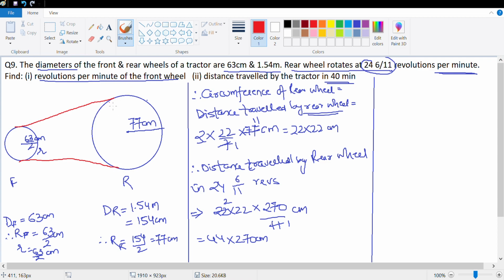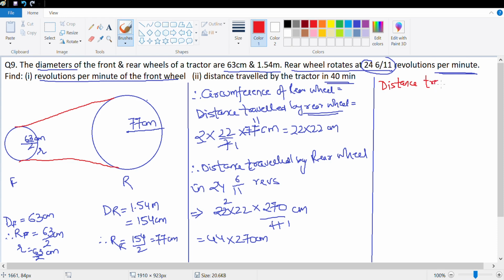So would the distance traveled by the rear wheel be equal to the distance traveled by the front wheel? Yes, it will be, because they are moving as a part of the same tractor. So it's not that the rear wheel is going somewhere else and the front wheel is going somewhere else. So the distance traveled by the front wheel in 1 minute would be equal to distance traveled by the rear wheel in 1 minute. Yes, so let's just write that down.